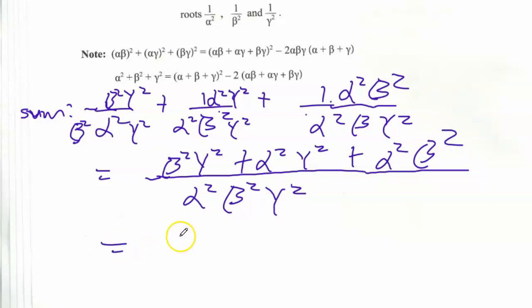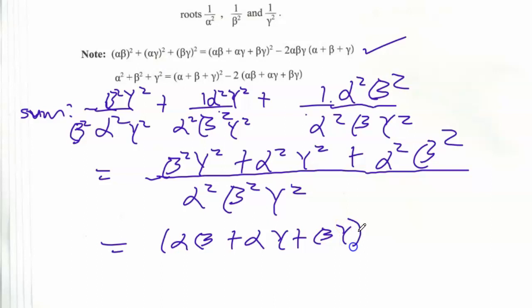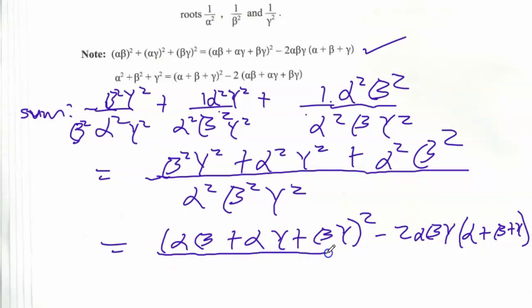Alright, so notice what we are told now: alpha squared beta squared plus alpha squared gamma squared plus beta squared gamma squared, which is what we have in the numerator, is equal to the sum of the products, alpha beta plus alpha gamma plus beta gamma, all squared, minus 2 alpha beta gamma times alpha plus beta plus gamma, all over alpha beta gamma, all squared.